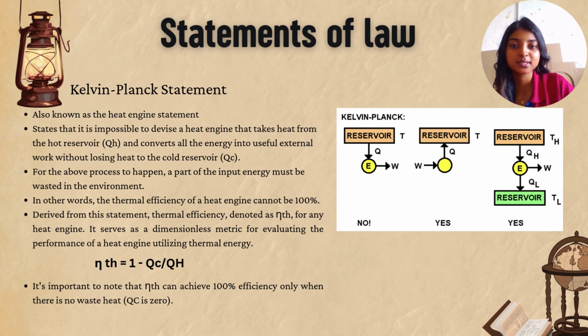Derived from these statements, the thermal efficiency, denoted as nth, for any heat engine serves as a dimensionless metric for evaluating the performance of a heat engine utilizing thermal energy. It is important to note that nth can achieve 100% efficiency only when there is no waste heat, QC is zero.